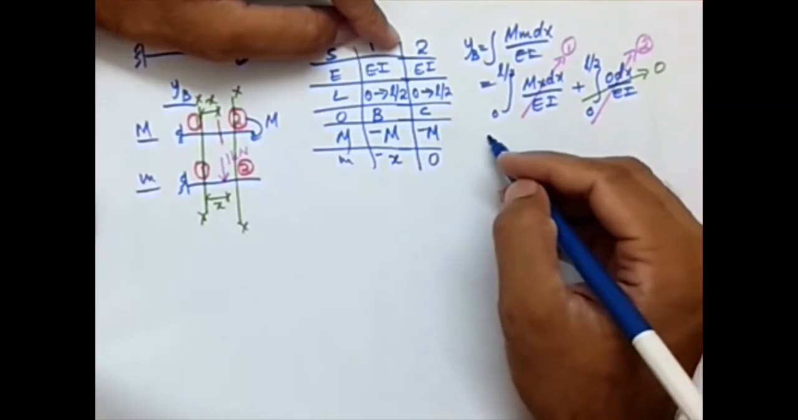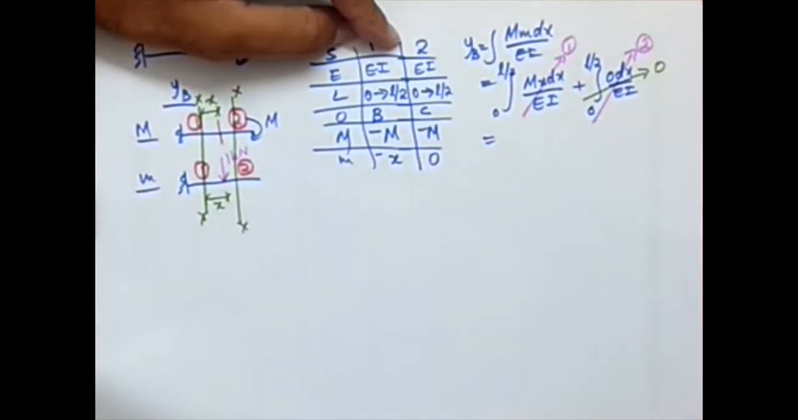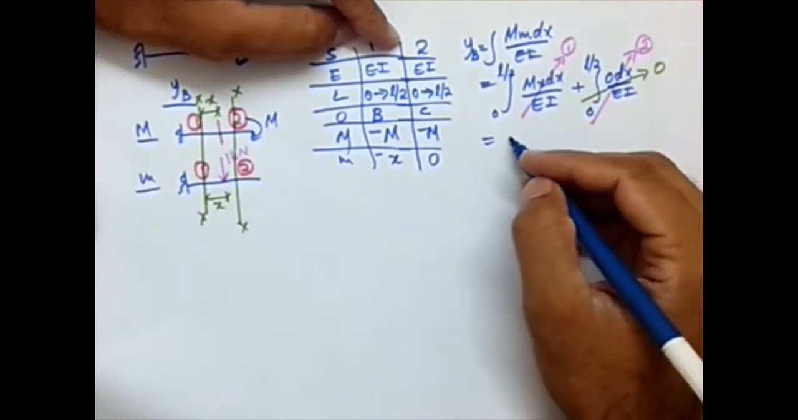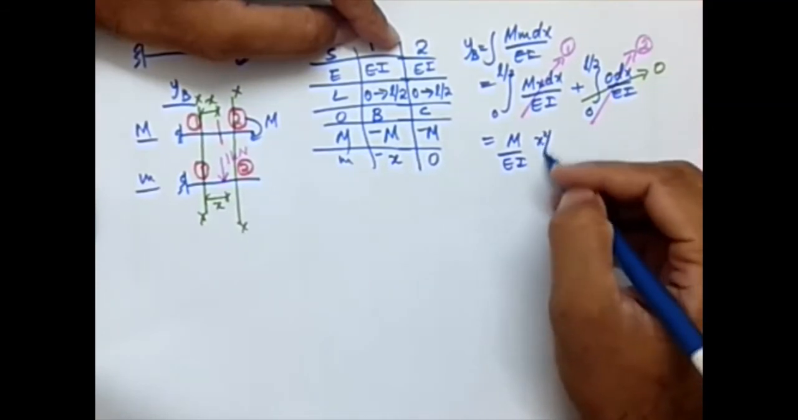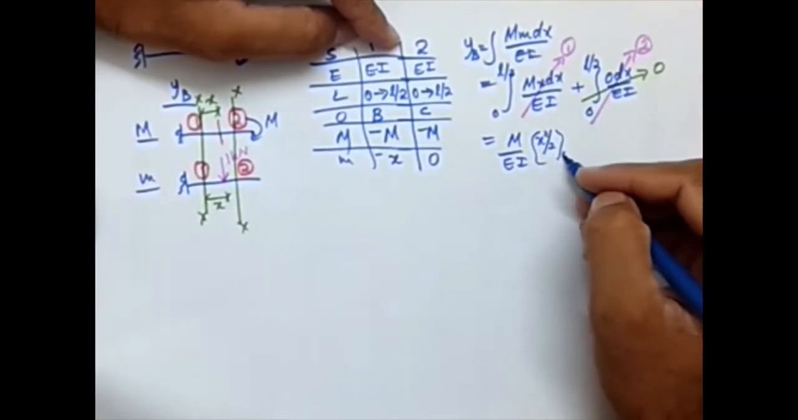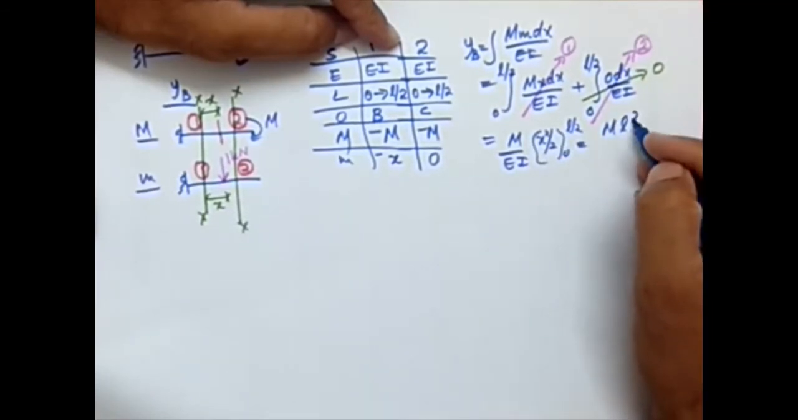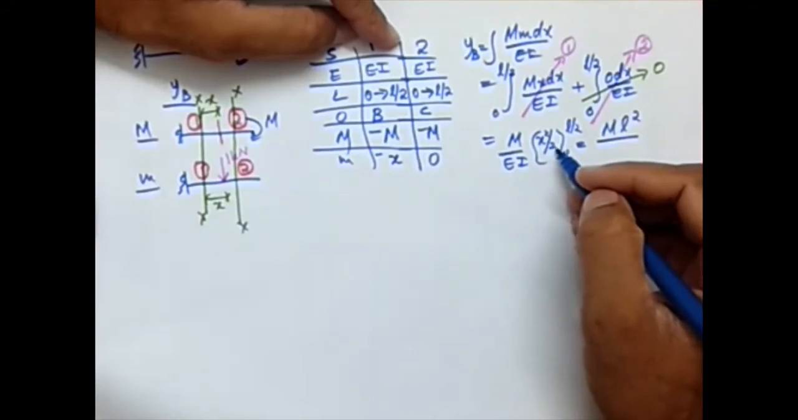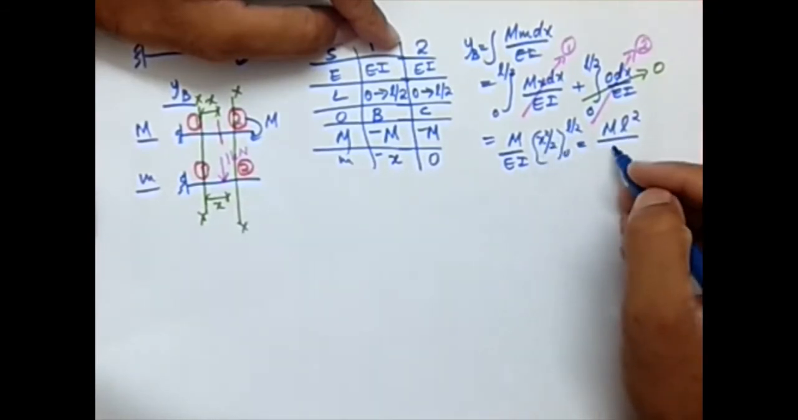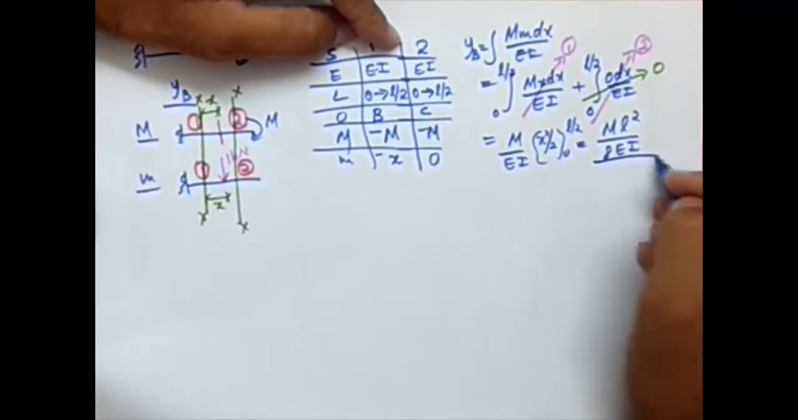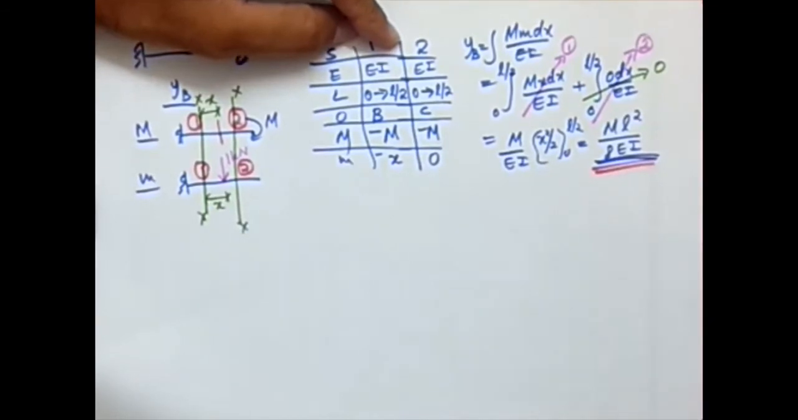So what is left is the integral from 0 to L by 2 of m x dx by EI. The integral of x dx is x squared by 2. So it is m by EI times x squared by 2 in the limit 0 to L by 2, which will give m L square by, okay, there is a 2 and another 4 comes from this L by 2 whole square, so 8 EI. Okay, that's the deflection at point B.